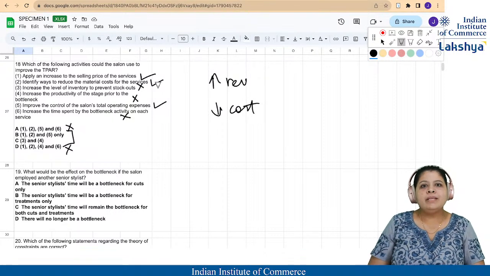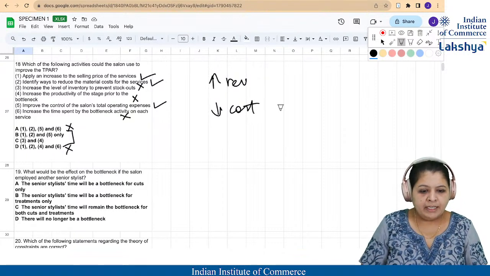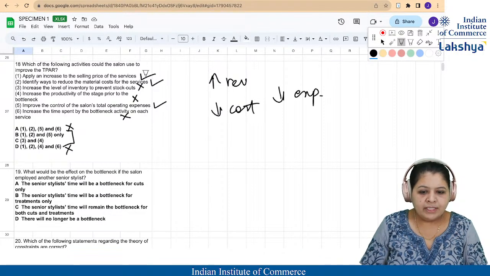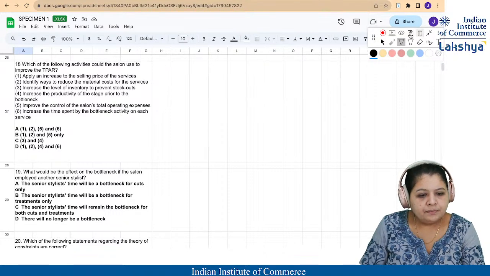Now, throughput is basically how you can increase the overall profit of the company. That can either be by increasing the revenue, reducing the cost, or reducing the expenses. So obviously it is going to be your answer B, which is 1, 2, and 5. Let's go to the next theory question.